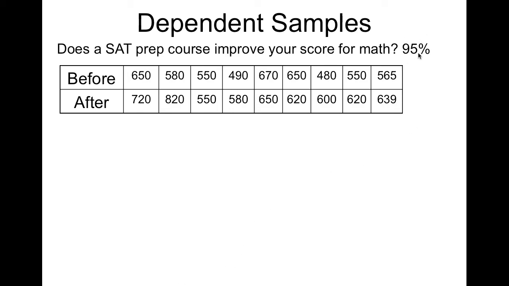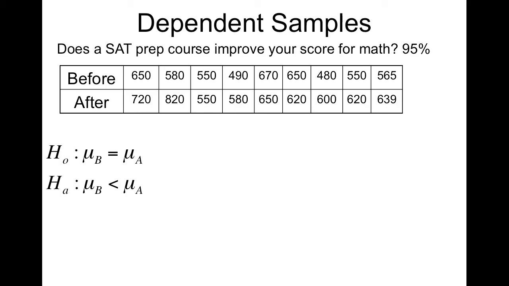So just like before, you all start with the null and alternate. If we're looking at if it's improving our scores, that means the after is going to be greater than the before. So the null is mu before equals mu after. The alternate is mu before is less than mu after. We think the after is going to be higher, and we're seeing if the prep course is going to do that or not. Now, instead of comparing a p-value and an alpha level to decide if we reject or fail to reject, we're going to look at a test statistic versus a critical value.